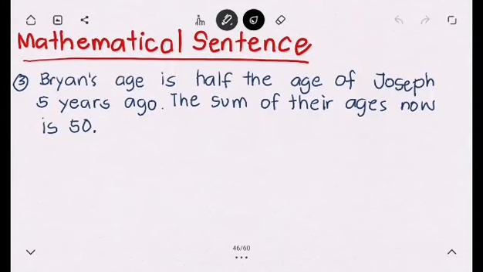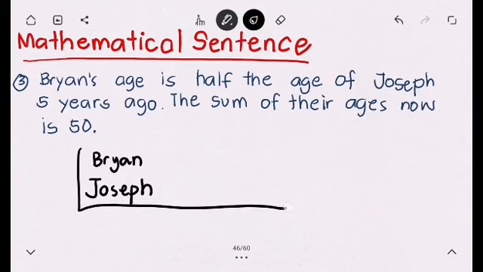Para sa pangatlo nating sentence, we have: Brian's age is half the age of Joseph 5 years ago. The sum of their ages now is 50. Okay. So, in this case, pwede tayong gumamit dito ng table or tabular form para makabuo tayo ng equation that will represent the sentence. Okay, so let's say, yung unang column, yung ating dalawang pangalan. So, yung una si Brian and then yung pangalawa si Joseph.